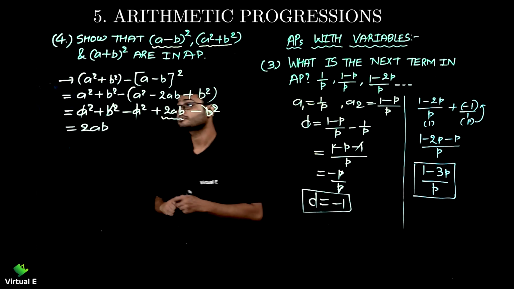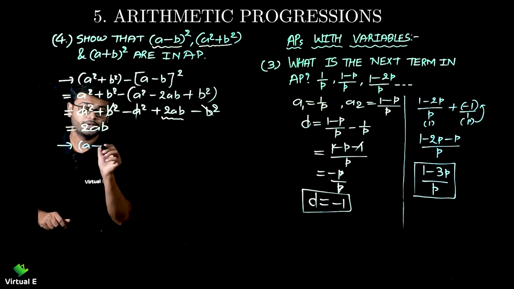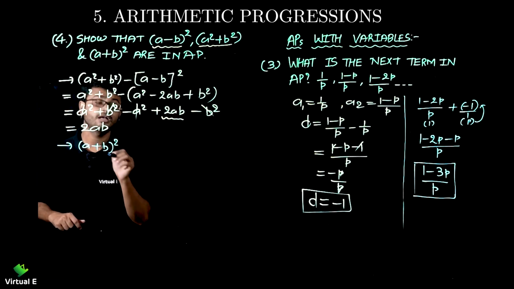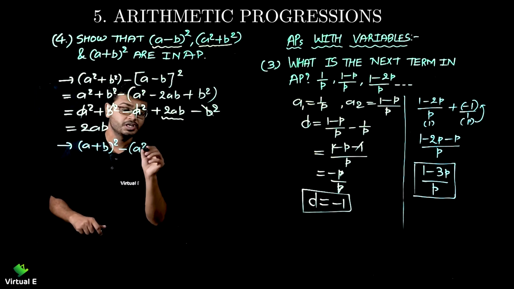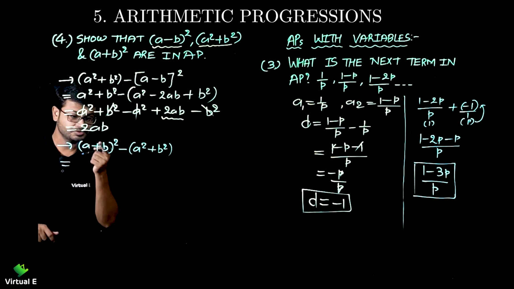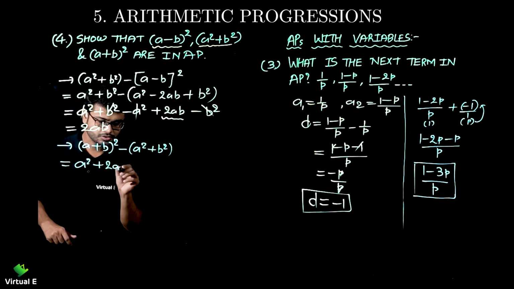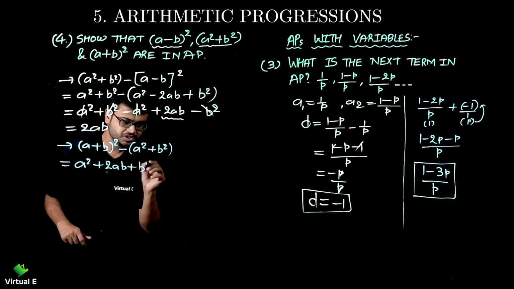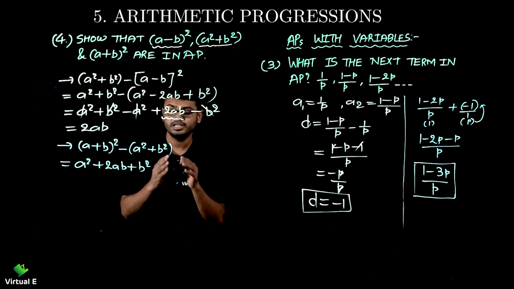Let's do it. So what I will be writing here, a plus b whole square minus, what will I be writing, second term, which is a square plus b square. So let's use the identity over here, which is a square plus 2ab plus b square, and as it is minus, I am going to change the sign of each term.